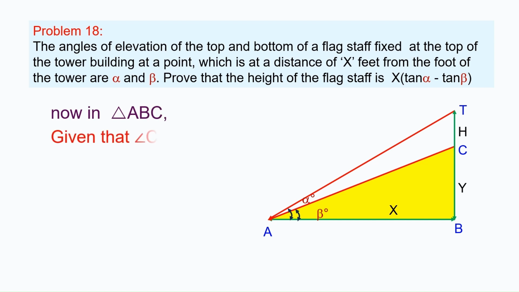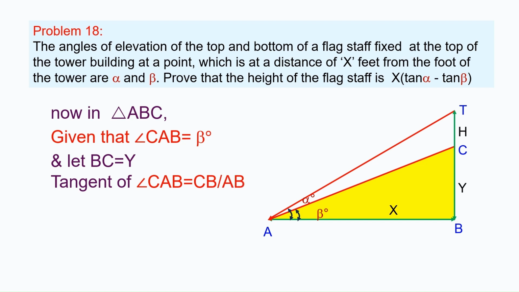In the triangle ABC, given that angle CAB equals beta and let BC equals y. Tangent of the angle CAB equals CB divided by AB, tangent of beta equals y divided by x, or y equals x multiplied by tangent of beta.